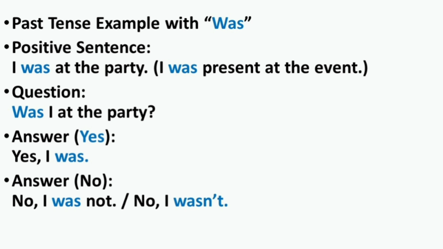Past tense examples with was. Positive sentence. I was at the party. It means I was present at the party event. Question. Was I at the party? Answer. Yes, I was. Negative answer. No, I was not. Or no, I wasn't.